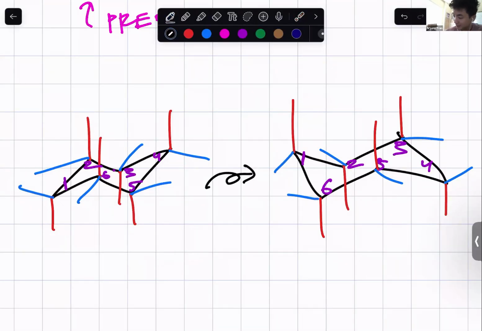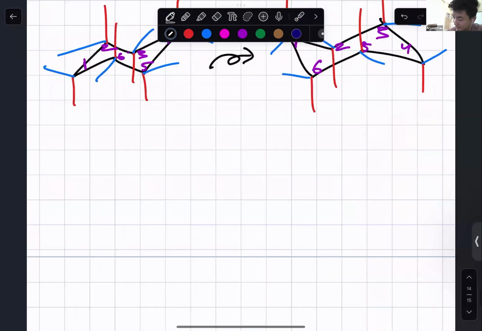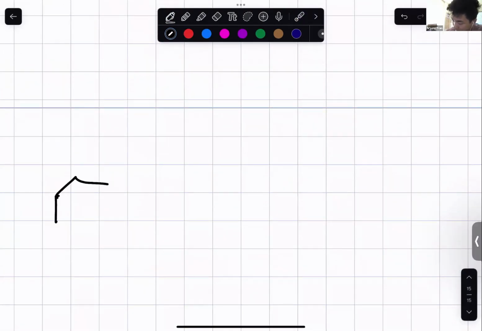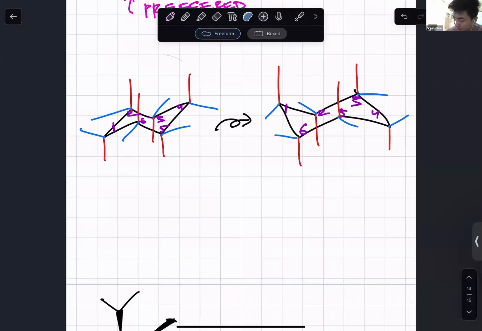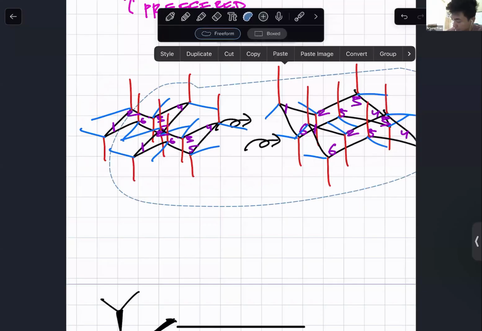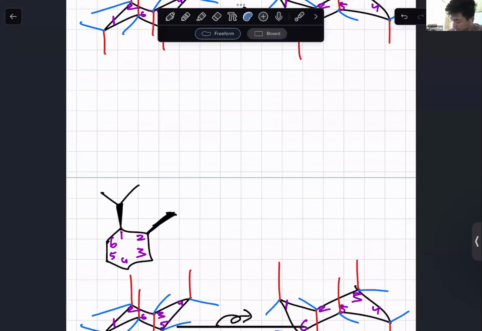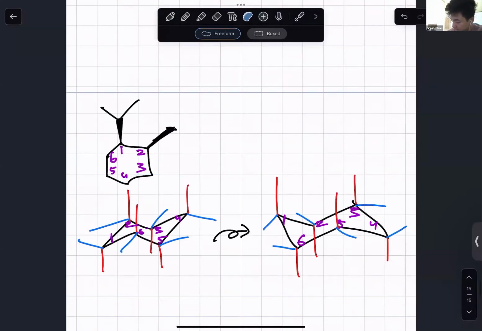Now, let me give you guys that same structure I gave you guys. That is going to be, let's say, cis, like this. And it doesn't matter how we number it because we're not doing nomenclature here, right? I'm just going to say that's 1, 2, 3, 4, 5, 6. And then let's copy and paste the chair conformations over here, and draw the two different chair conformations of this cis cyclohexane here.